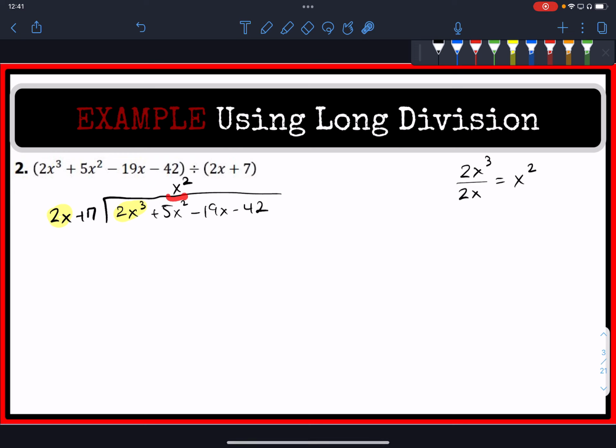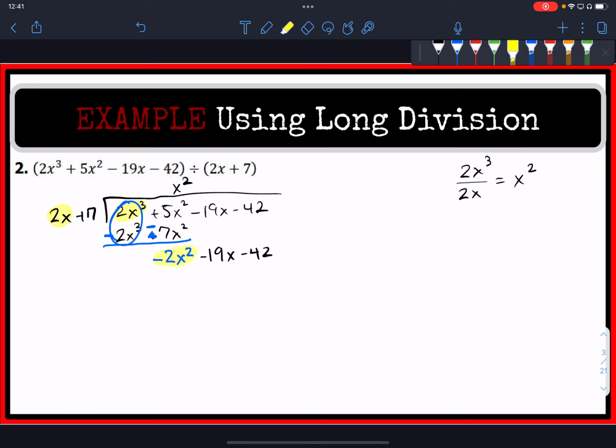Now multiplying this with our divisor, we end up with 2x to the third plus 7x squared. Since we have to subtract, we switch the signs of these two terms in the bottom, and adding is the equivalent of subtracting. So switching the sign and adding will be our subtraction operation. So this becomes 0, and this becomes negative 2x squared. Bringing down the negative 19x and the negative 42, we repeat the process.